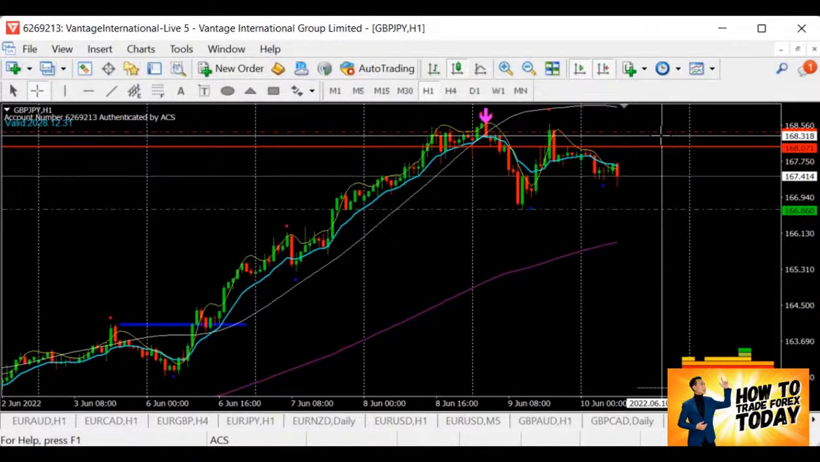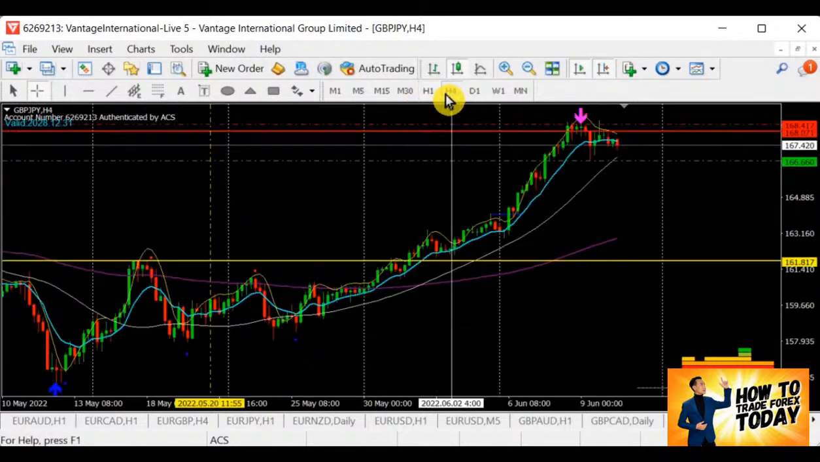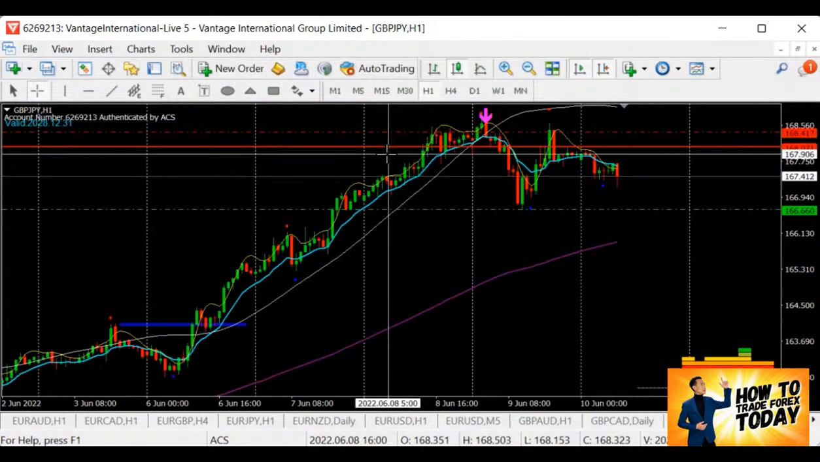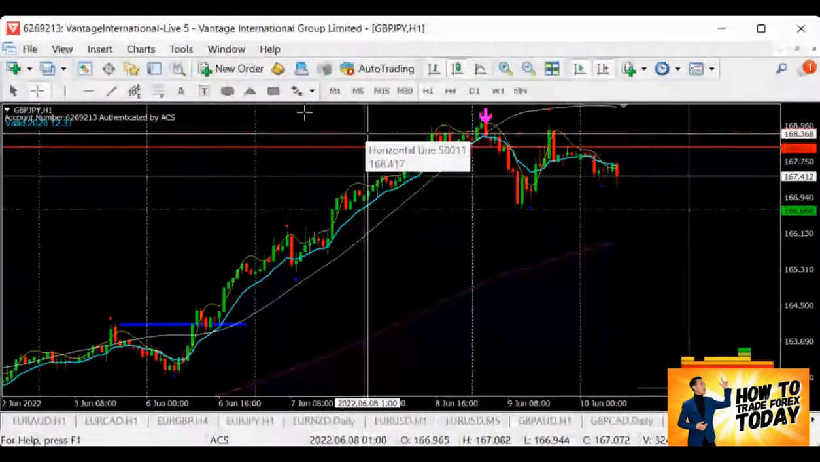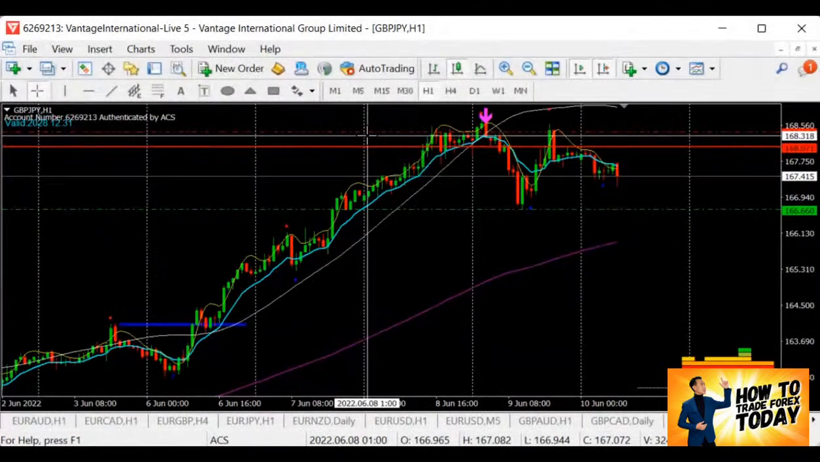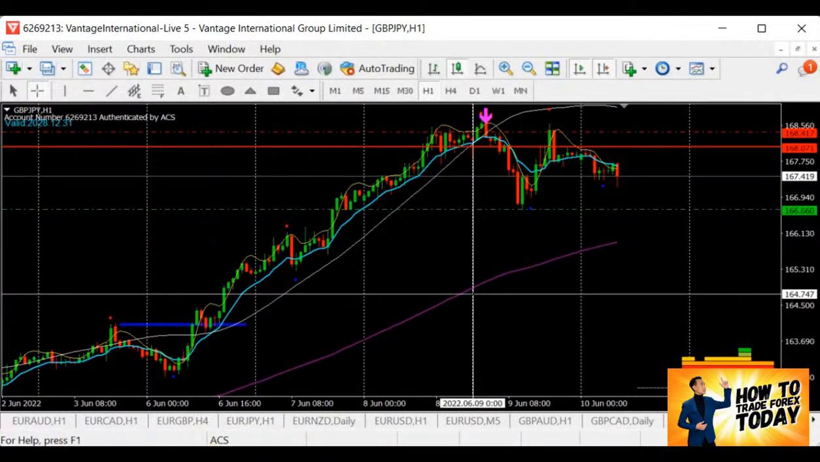So probably we can pay attention to this pound yen. But once it sets up the support, that means it will start to go up long. So just pay attention to this pound yen as well. We will have a good chance. That's for pound yen.